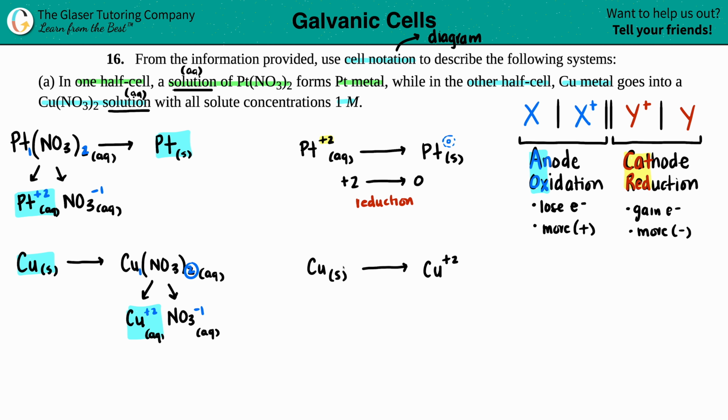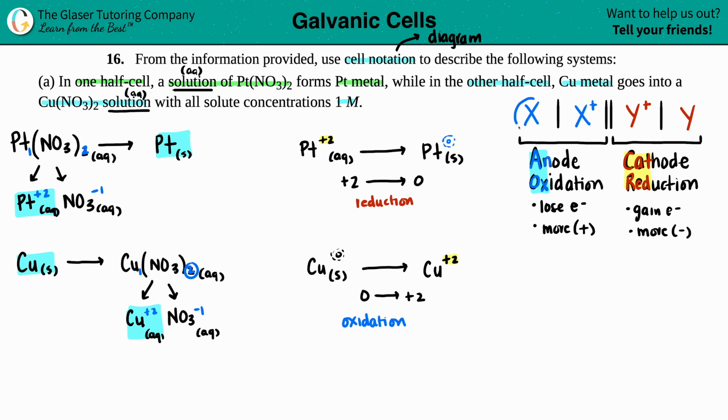On the flip side, we should just double check. Does this make sense? Well, the copper, no charge, 0, to a +2. So now I'm going the opposite way, 0 to a +2. I'm gaining positive charges. So this is the oxidation. And this is going to happen at the anode. Now I just have to put these into this format.